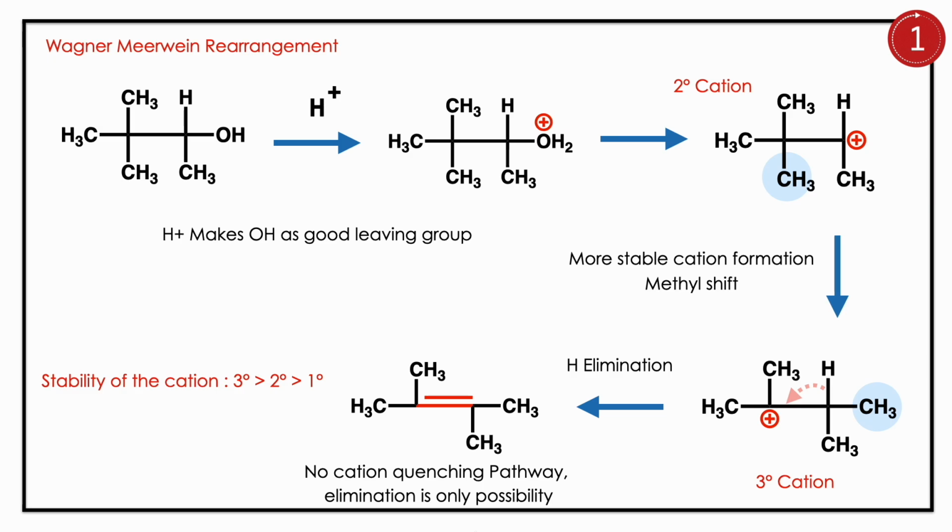So finally you have a cation, but it has to find a quenching pathway. So it will be quenched as an alkene by hydrogen elimination. If there is no quenching pathway, alkene is always the final product of cation formation. The concept you have to learn here is that you should always find the cation quenching pathway.